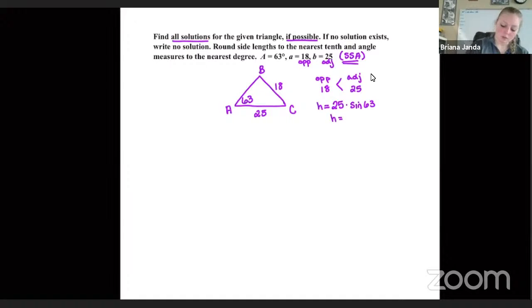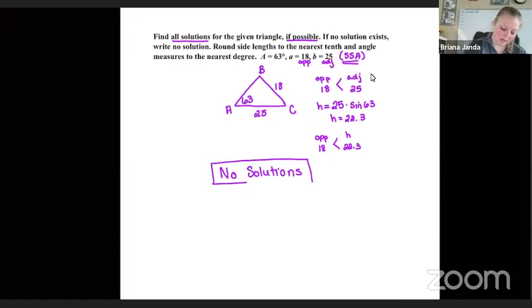And I get that the height is 22.3. Compare the opposite to the height. 18 is less than 22.3, therefore my opposite is less than my height. I look at my flow chart. Opposite less than height tells me that there are no triangles. And so I follow what the directions say, and it says write no solution. There are no triangles to go find because the information given to me would not even draw a triangle.